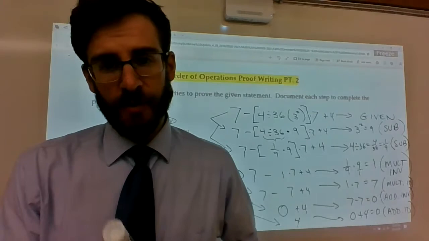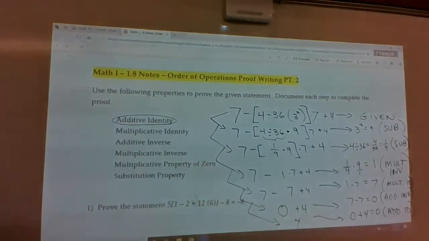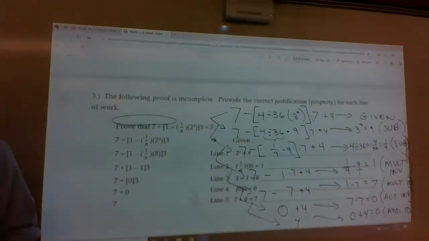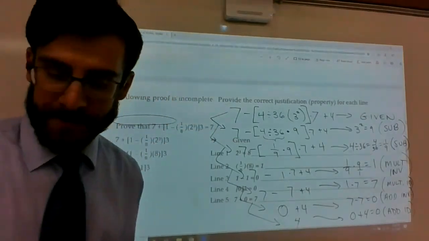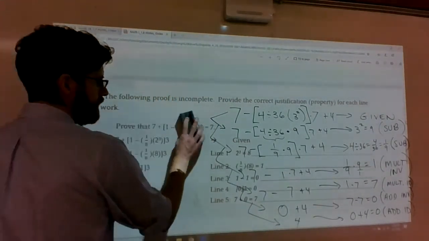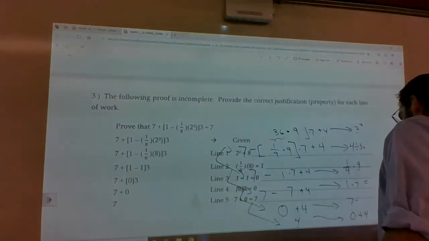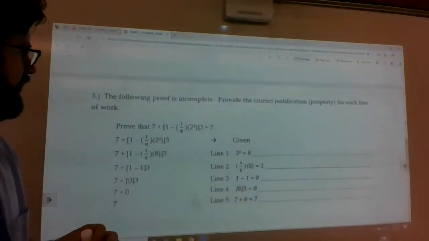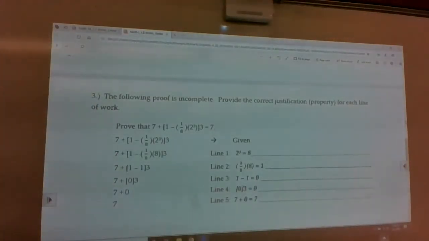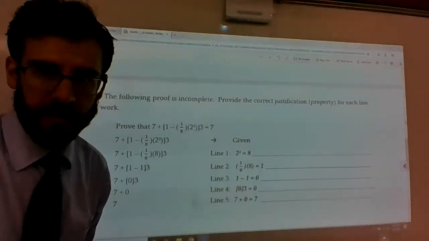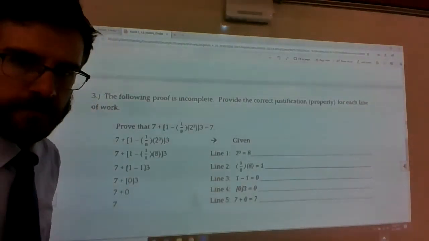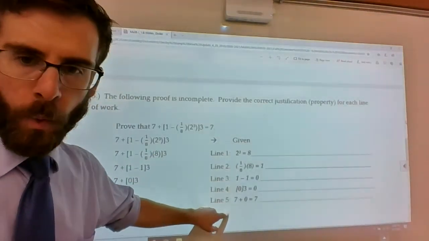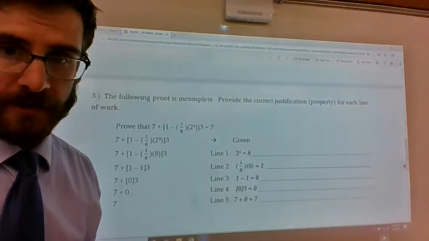I am going to show you guys two examples in which the following proof has been mapped out for you. All right, this is, I believe, the second page of the notes. And all you got to do is tell me what property backs up the move that they made. So they basically go through an entire proof and document line by line what happened. Your job is to tell us what the property is.